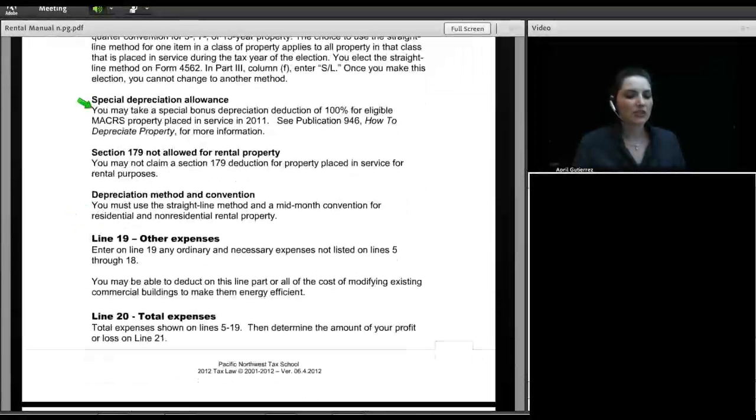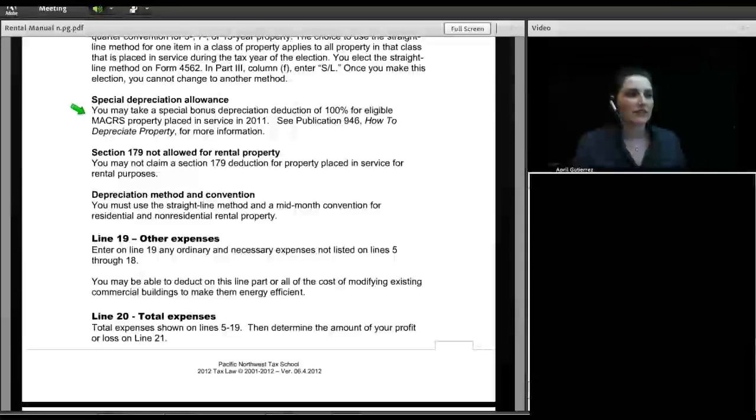The special depreciation allowance, also known as bonus depreciation: you can claim bonus depreciation on assets placed in service in your rental if they have a class life of 15, 5, or 7 years. If the class life is longer than 15 years, I think certain 20-year property qualifies, but I can't think of any 20-year property in use in a rental. So let's say the structure itself is 27.5 years, or you put in a new furnace, that would also be 27.5 years. Those longer life properties are not eligible for bonus.